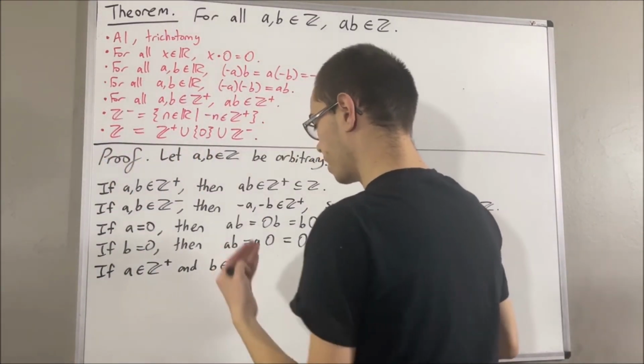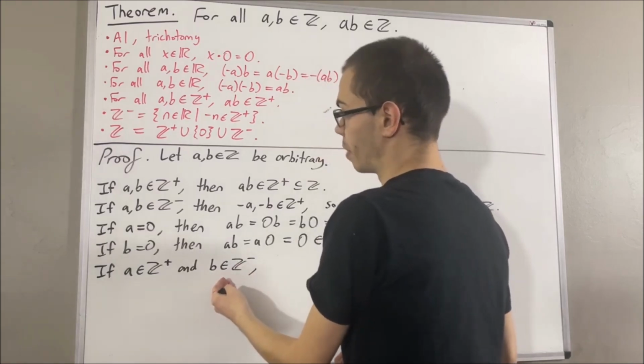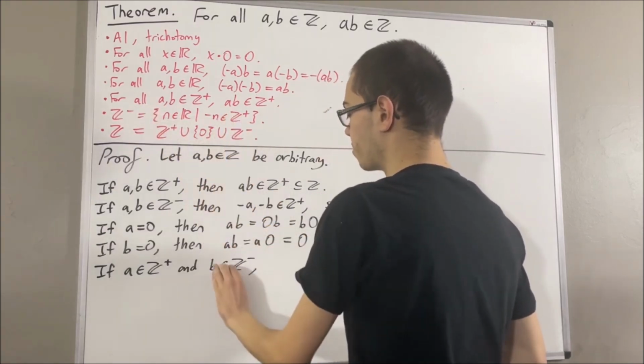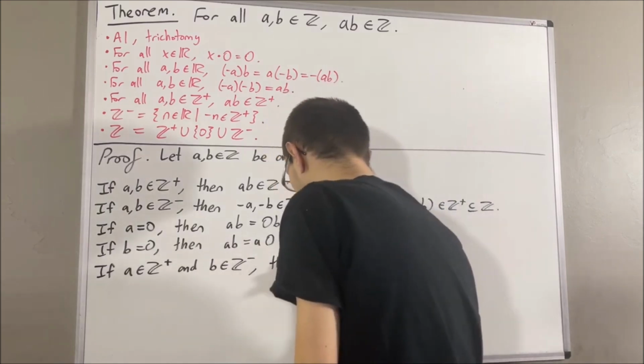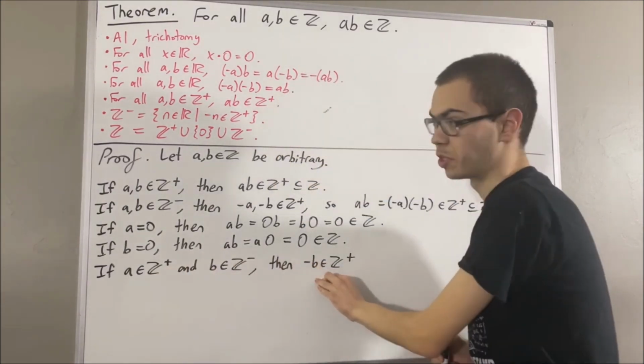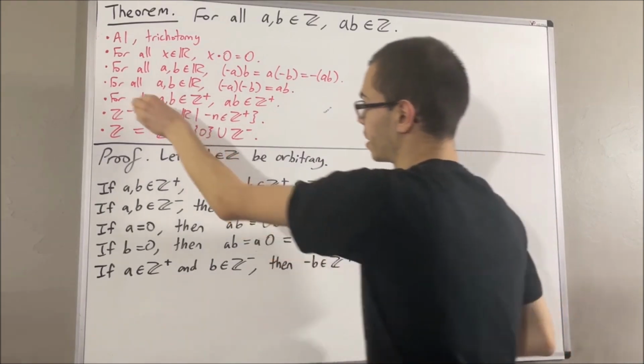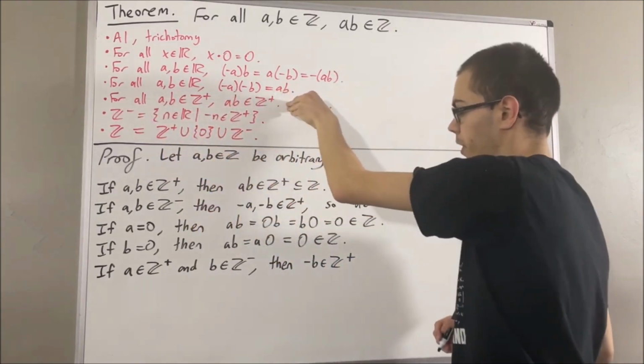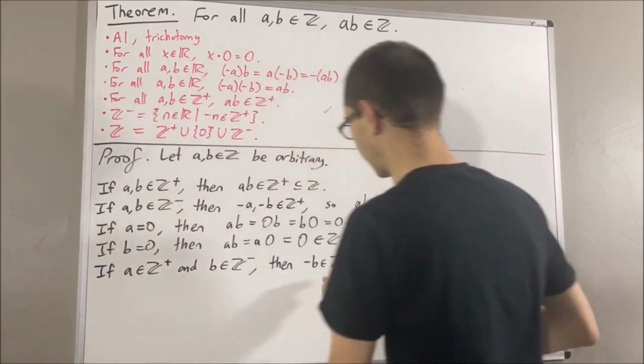Now in this case, since b is a negative integer, by definition of the negative integers, this means negative b is a positive integer. So then, since a is a positive integer and negative b is a positive integer, using the fact that the positive integers is closed under multiplication, we have that a times negative b is a positive integer.